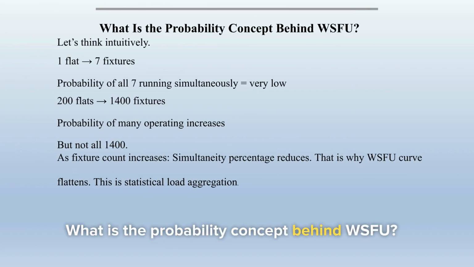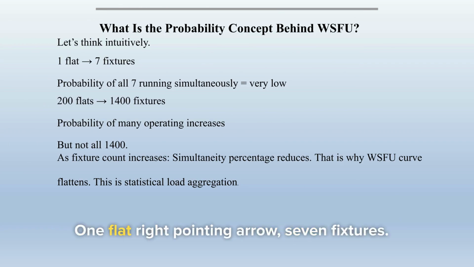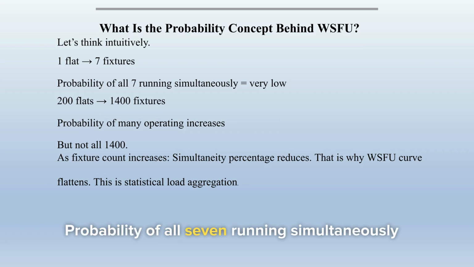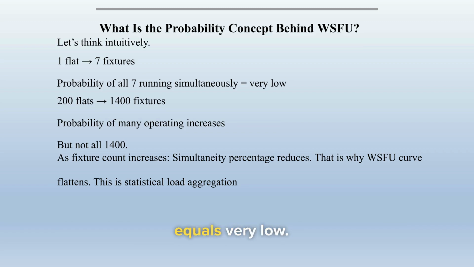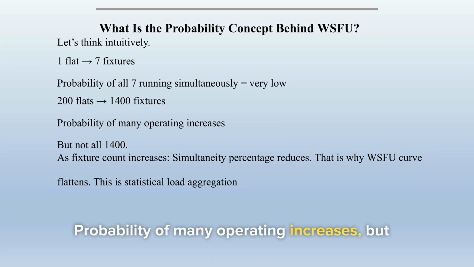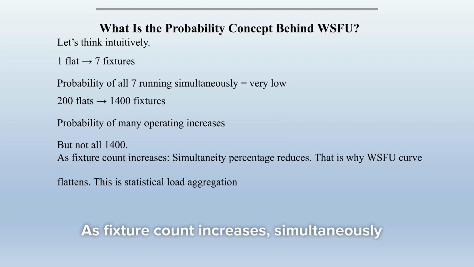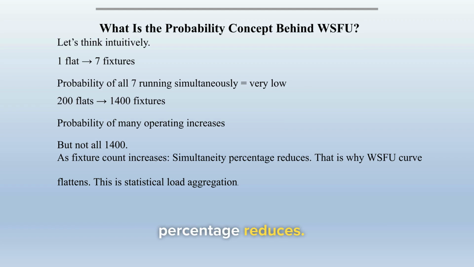What is the probability concept behind WSFU? Let's think intuitively. 1 flat has 7 fixtures. The probability of all 7 running simultaneously is very low. 200 flats means 1400 fixtures. The probability of many operating increases, but not all 1400. As fixture count increases, simultaneity percentage reduces. That is why the WSFU curve flattens. This is statistical load aggregation.